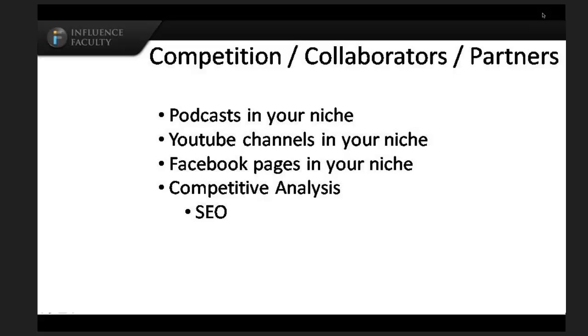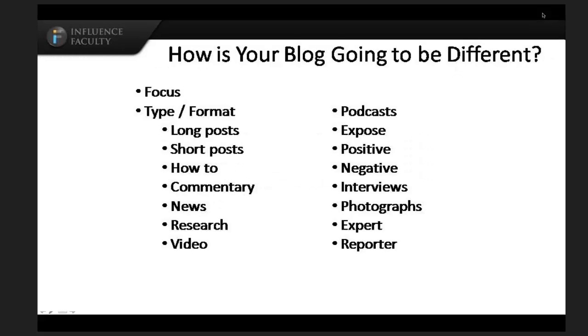Okay, so you've got your functional rhythm. You've narrowed your brand down into something that you really feel you can move forward with. You've identified who your target readers are. And you've also looked at the competition and potentially who the collaborators are in terms of your blog. So now you need to figure out how your blog is going to be different from other people's blogs.